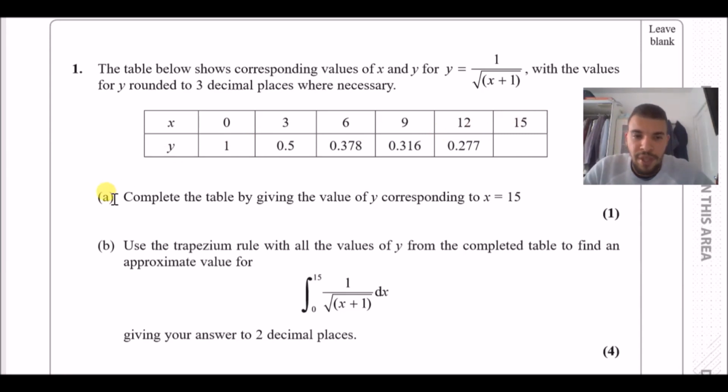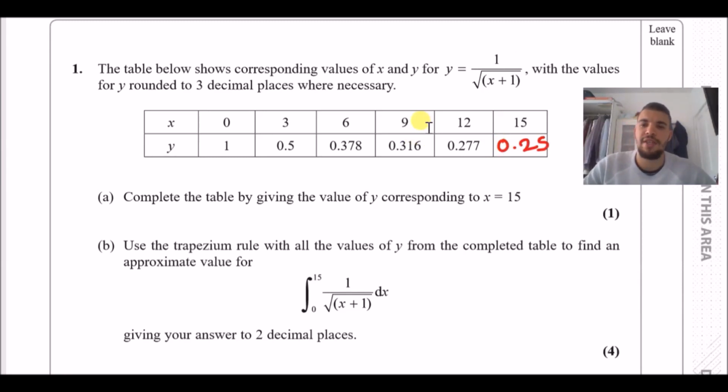So let's read part A. A. Complete the table by giving the value of y corresponding to x equals 15. This is straightforward. You literally just have to replace this x value here with 15. So in your calculator, you can use a fraction button or any scientific calculator and write 1 over the square root of bracket 15 plus 1 and get your answer. You can actually do it mentally, and if you do, you should get 0.25.